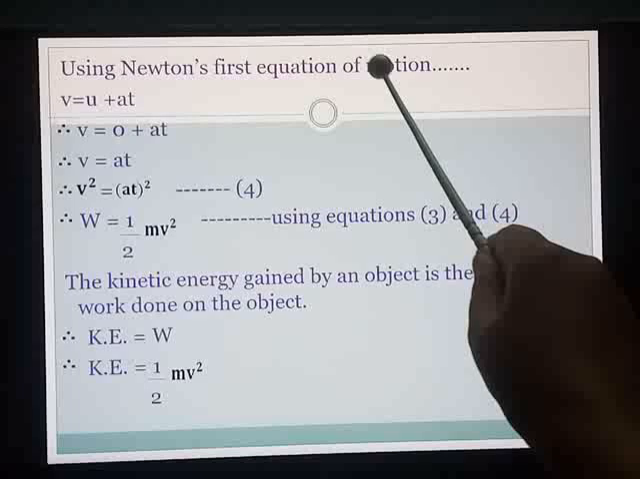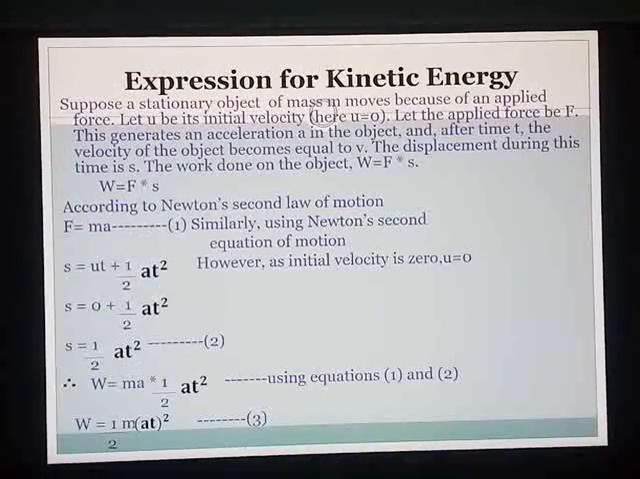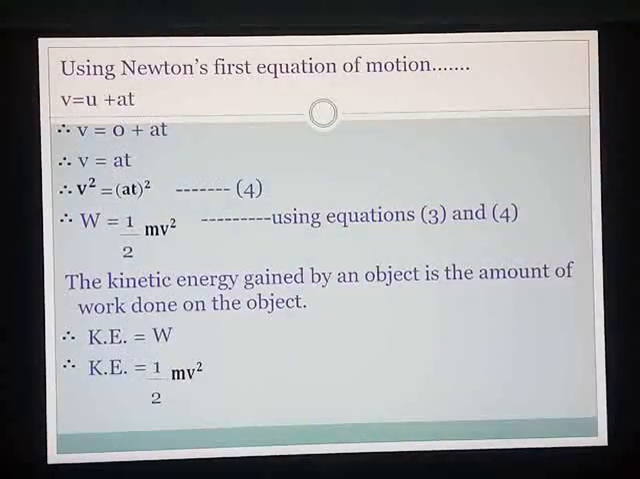Now here by using Newton's first equation of motion, that is v is equal to u plus at. There are 3 equations of motion. One is v is equal to u plus at. One is v square is equal to u square plus 2as. And one is s is equal to ut plus half at square. So we are making use of two formulae here. In the previous case, we have used s is equal to ut plus half at square, and here we are using v is equal to u plus at.